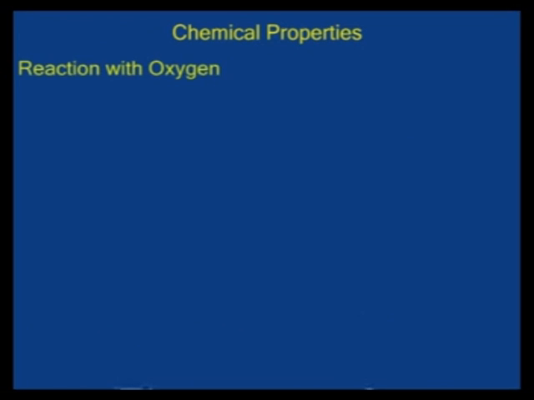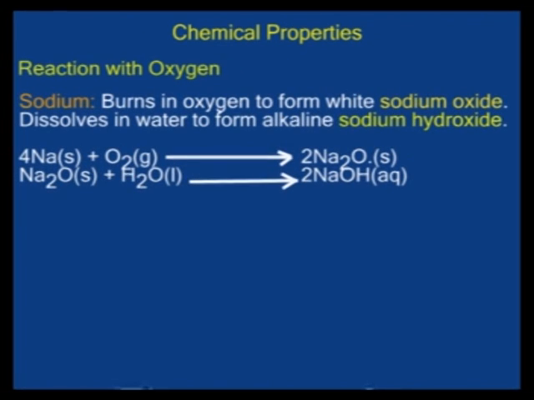How about the chemical properties? And we start with reaction with oxygen, and we said sodium reacts vigorously with oxygen to form a white solid, which is sodium oxide. Now this oxide dissolves in water to form an alkaline solution of sodium hydroxide.